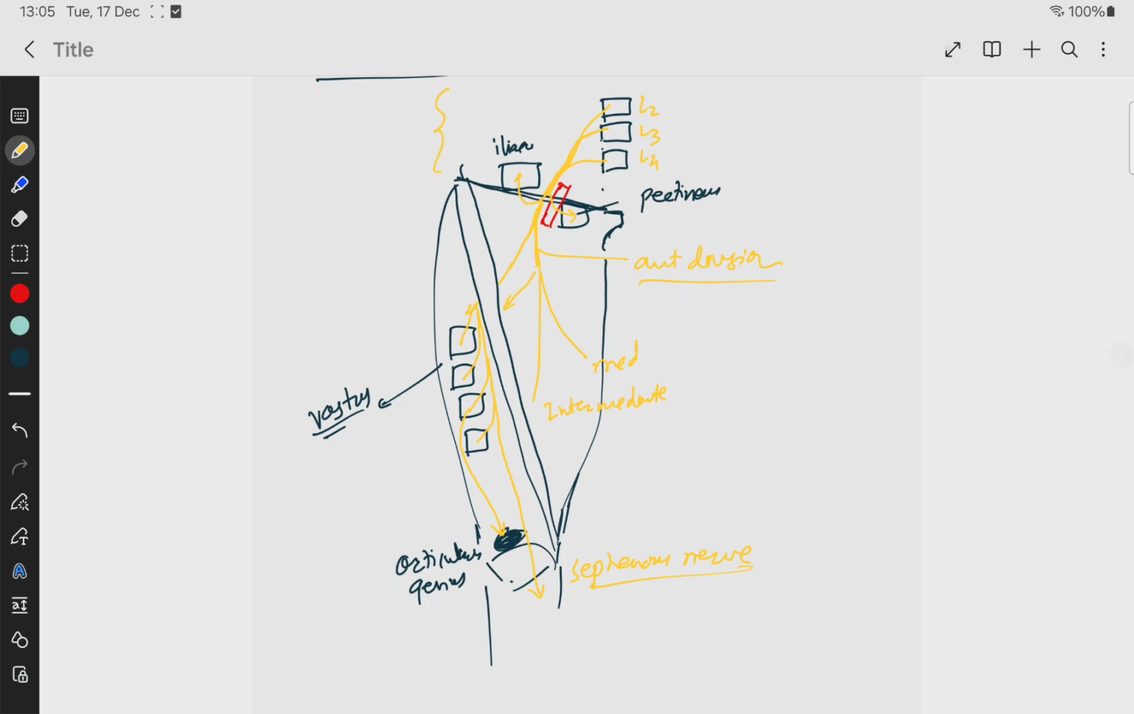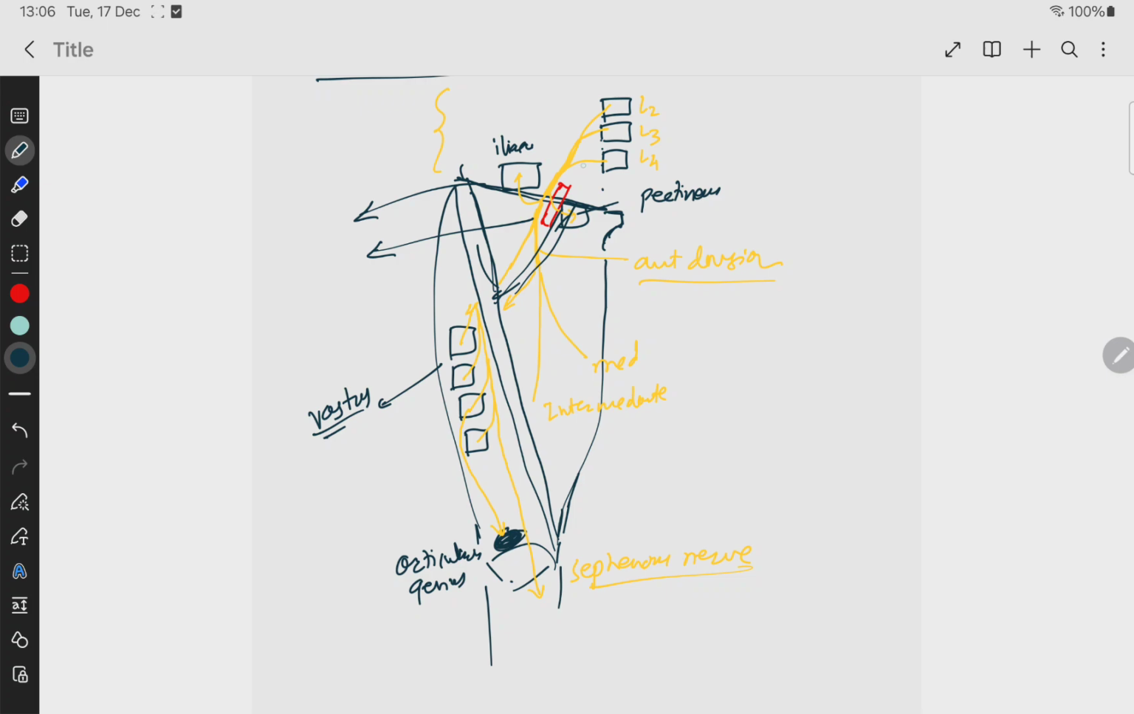So what is the femoral nerve course? Femoral nerve enters into the femoral triangle. So it enters into this femoral triangle by passing deep to the inguinal ligament.